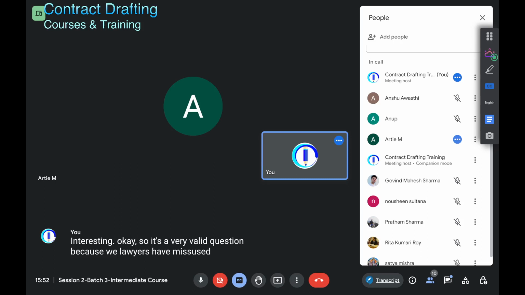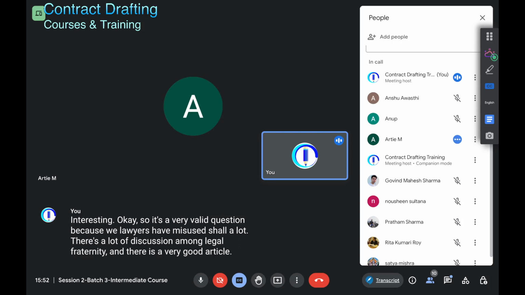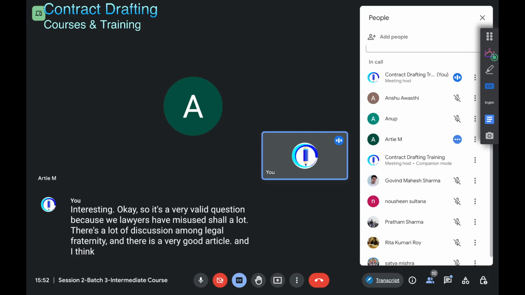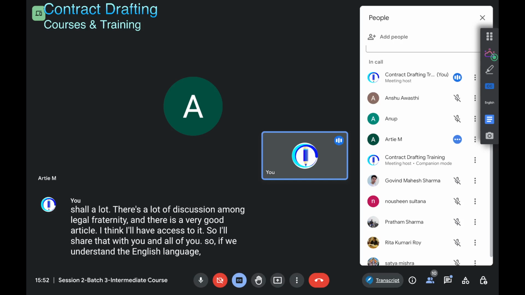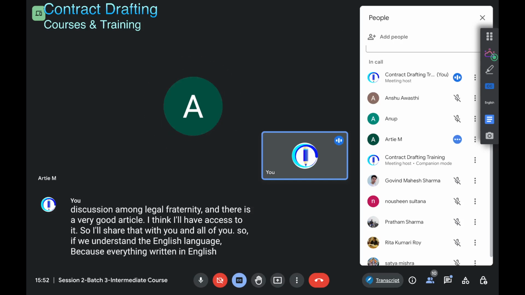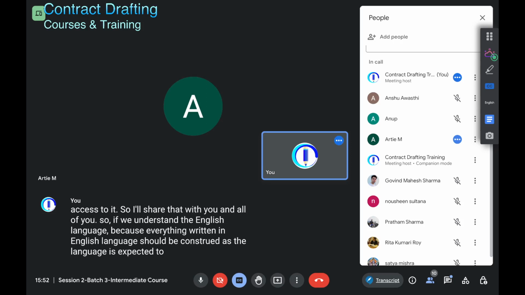of discussion among the legal fraternity, and there is a very good article. I think I will have access to it, so I'll share that with all of you. If we understand the English language, because everything written in English should be construed as the language is expected to be understood by others.